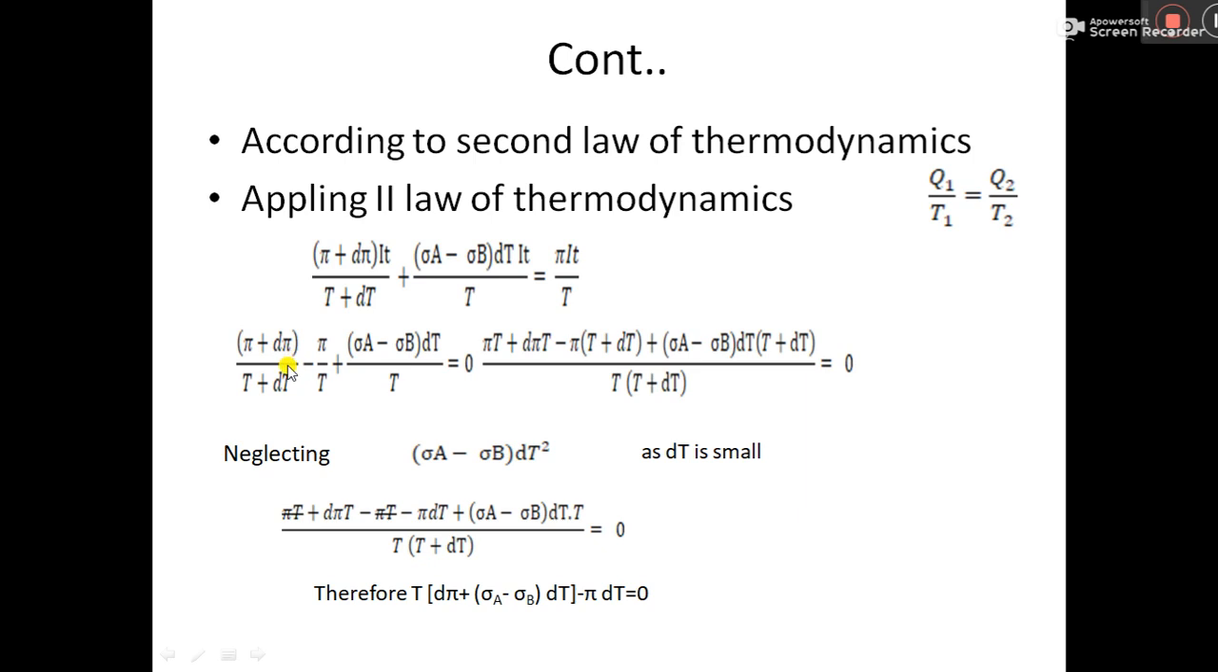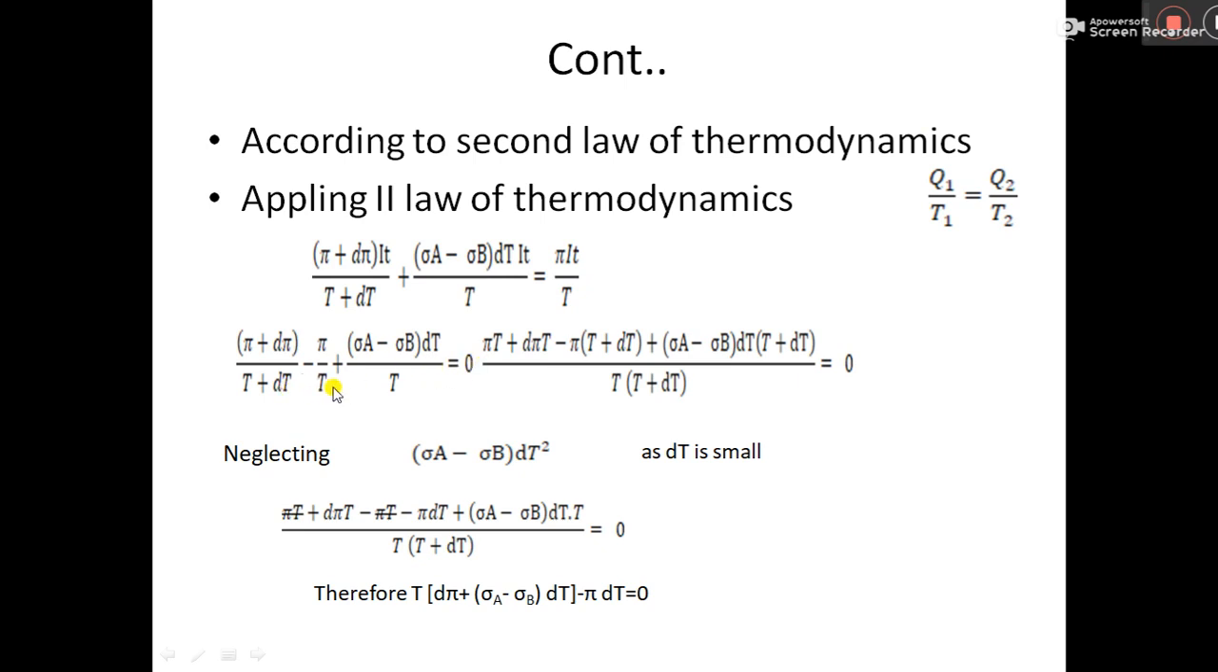Here pi plus d pi by T plus dt minus pi by T. So in this, the dT cancels out, remaining... Take pi by T on the left hand side, so it becomes negative. Then the right hand side becomes 0.